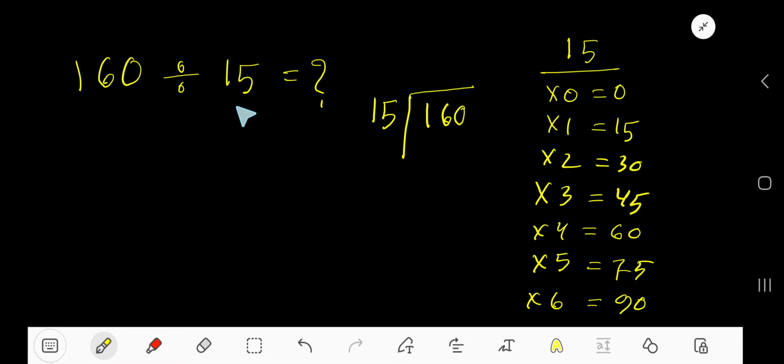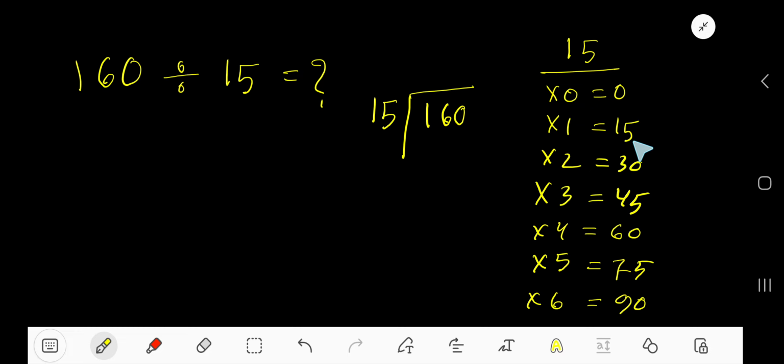160 divided by 15. Here 15 is the divisor, so we need the multiplication table of 15. 15 times 0 is 0, 15 times 1 is 15, 15 times 2 is 30, 15 times 3 is 45, 15 times 4 is 60, 15 times 5 is 75. To find the multiplication table of 15 easily, just add 15 to the previous step.